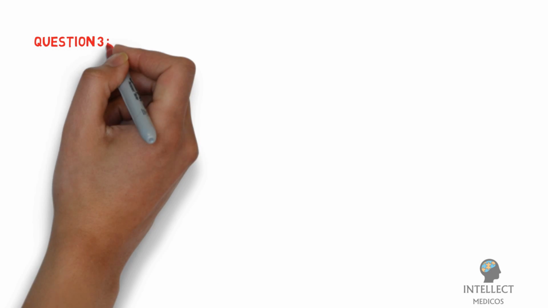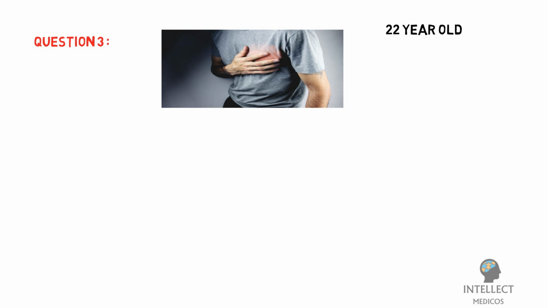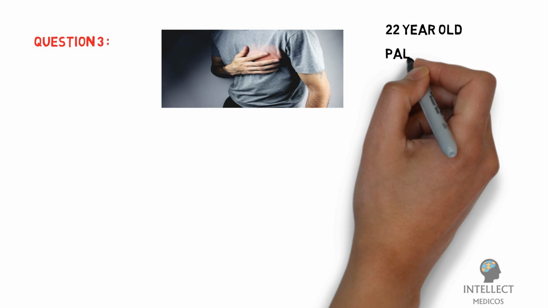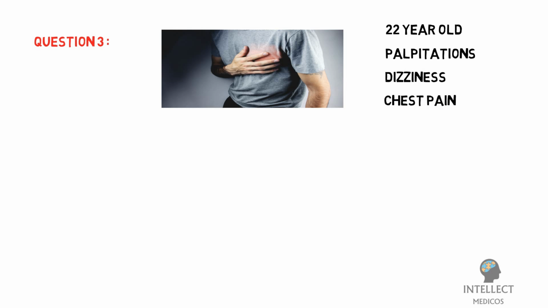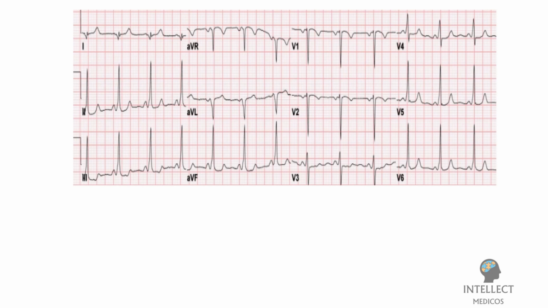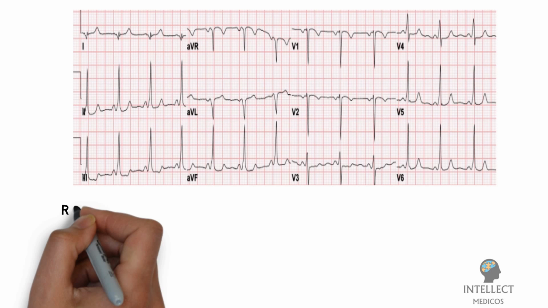Coming on to question number 3. A 22-year-old student complains of episodes of palpitations, dizziness and chest pain. What is the abnormality in this ECG? Again, pause this video for a while. Now let's read it together.